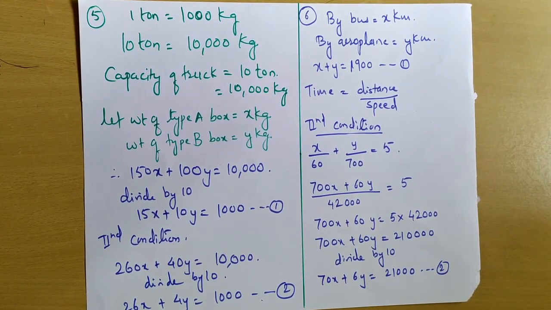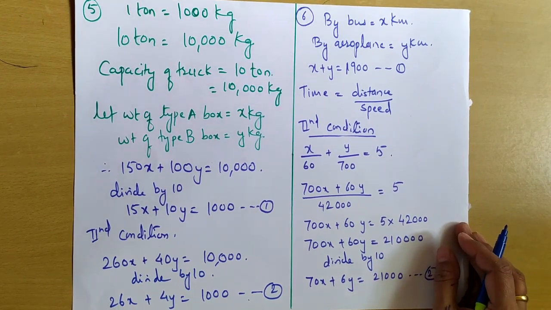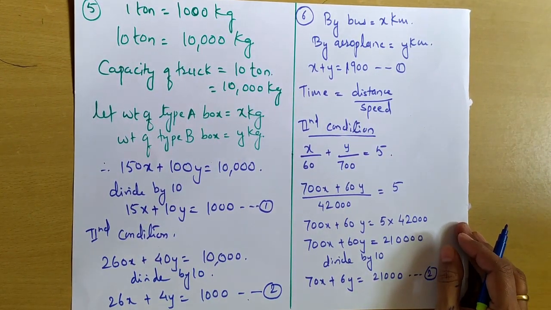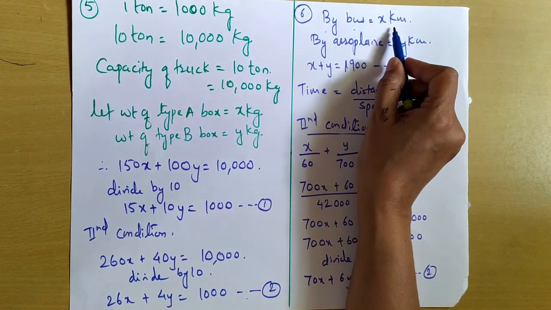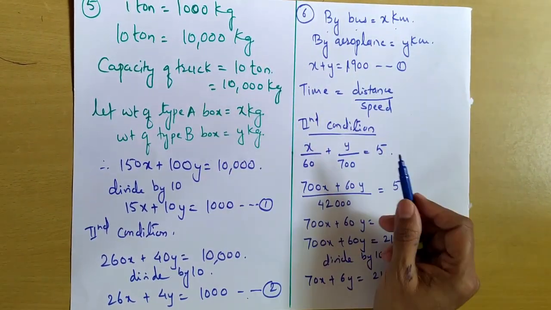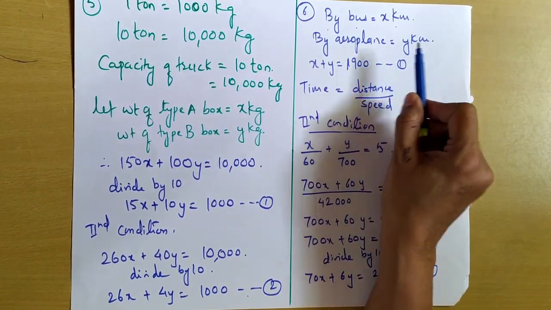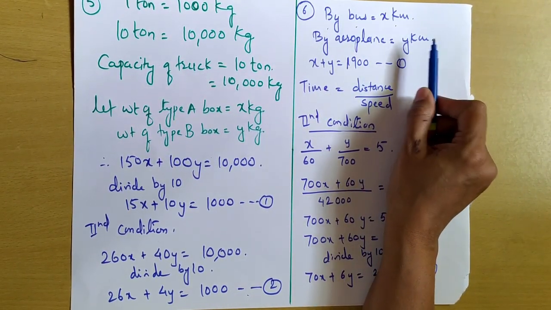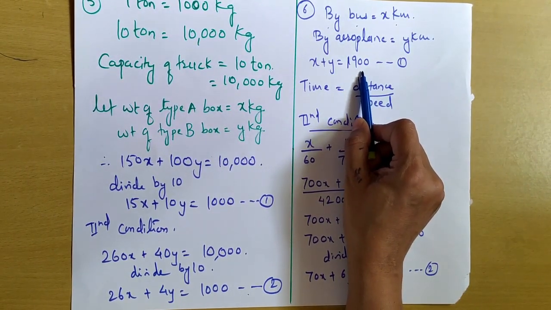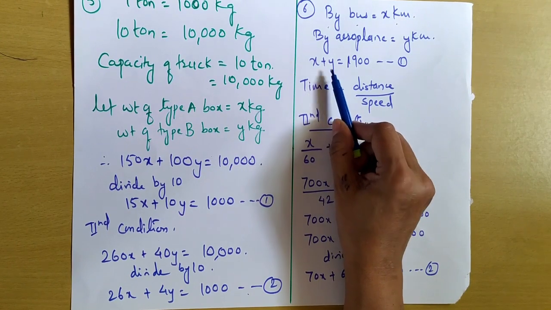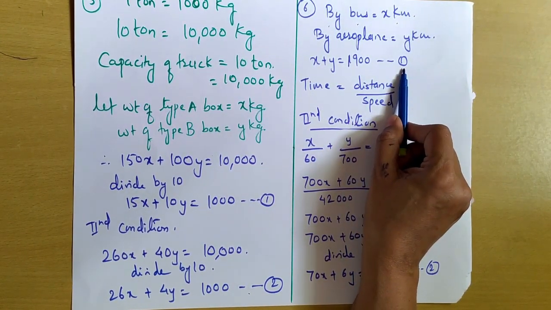Out of 1900 kilometer, means total distance is 1900 kilometer, Vishal traveled some distance by bus. So let the distance traveled by bus be equal to x kilometer, and some by aeroplane. Let the distance traveled by aeroplane be y kilometer, and total distance is 1900 kilometer. So first equation you will get x plus y is equal to 1900. Write that as equation 1.